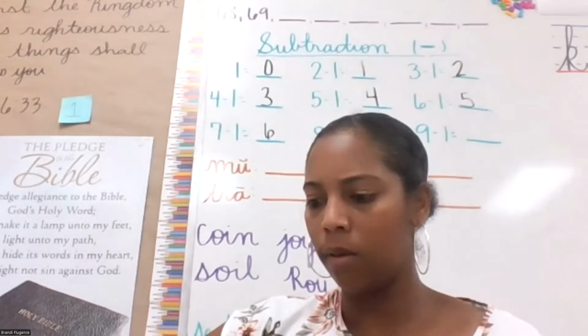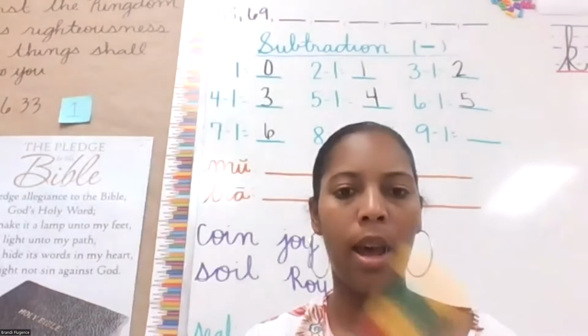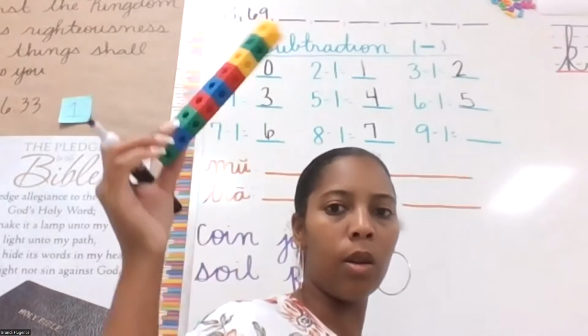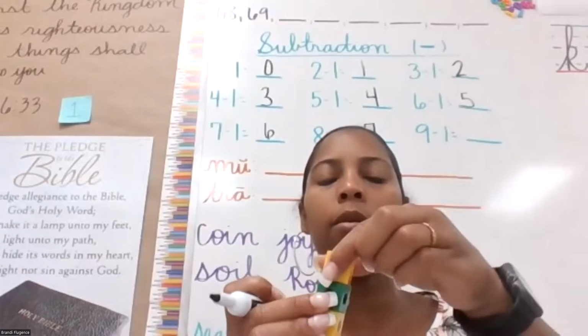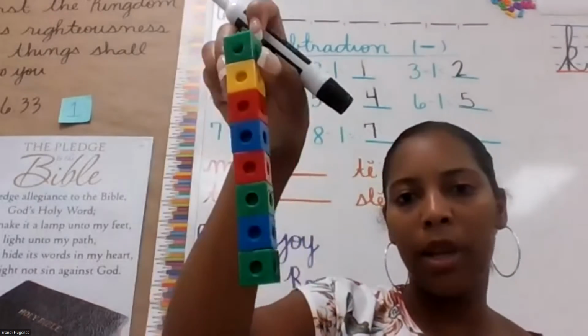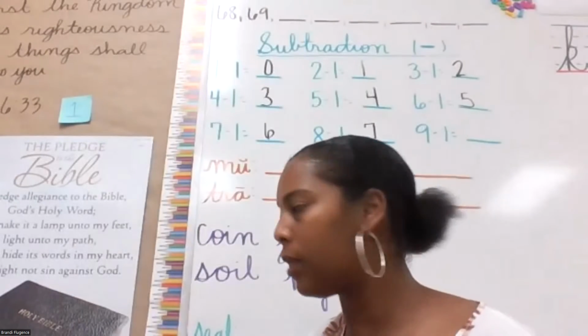Next one. We have 9 total. Let's take away 1. How many would I have remaining? I would have 8.